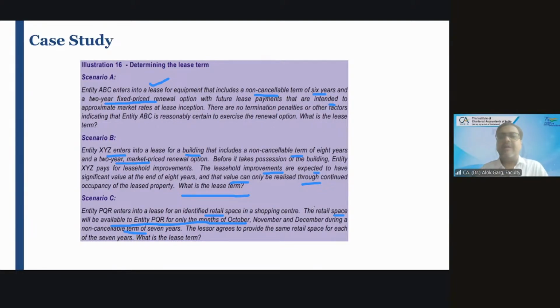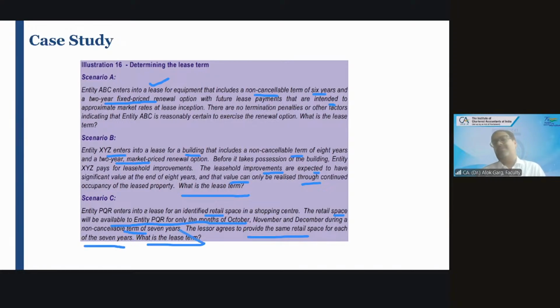Likewise, this company has entered into a contract with the mall shopping center that I will occupy this particular identified space for 3 months, in October, November, December. You have to give me this space in October, November, December for the next 7 years. Non-cancelable term is 7 years. The lessor agrees to provide the same retail space for each of the 7 years.